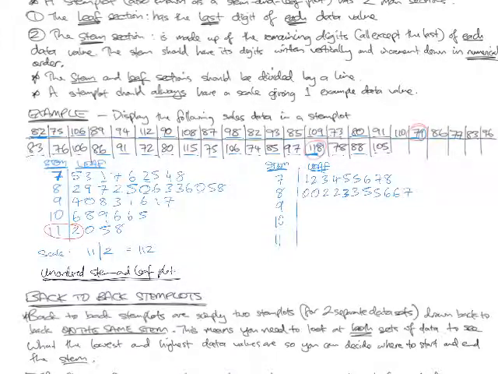2 6s, a 7, an 8, and a 9. Okay, that's done. Reorder this next one. 0, 1, 1, 3, 4, 6, 8, 7. So reordered that stem. Only a few more to go. 5, 6, 6, 6, 8, 9, and 0, 2, 5, 8.